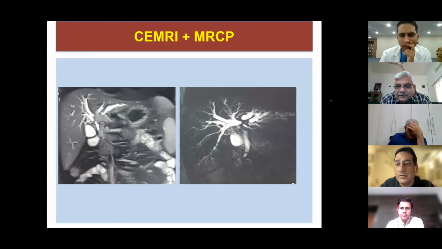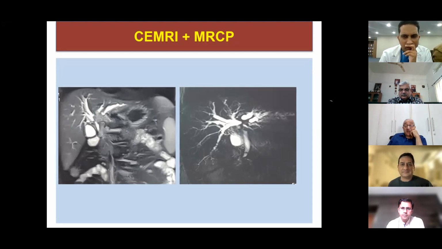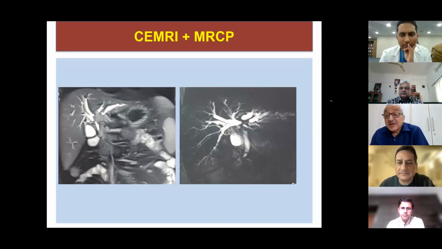Would you also consider, with multiple ductal involvement, PSC as one of the differentials? Dominant stricture is in the hilum, and there is a mass, sir. So PSC with cholangiocarcinoma. Well, PSC is also a precancerous condition, mind you. 10% chances are there in PSC.